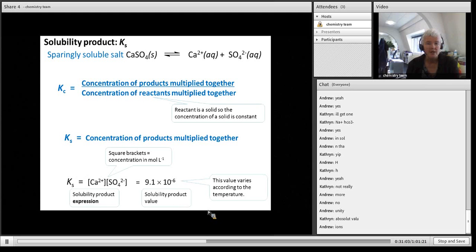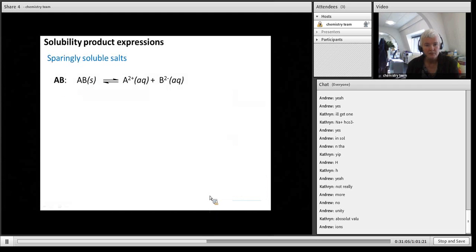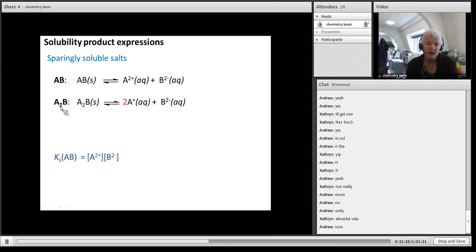Right, so if we've got an AB salt, my AB breaks up into A and B ions. Now it could have been A plus and B minus, or A2 plus and B2 minus. It depends on the ion. So my expression will be the ions multiplied together. If I have an A2B salt, I've got twice the amount of A. So if I do that, can you see it's A times B? I've got to multiply all my products together.